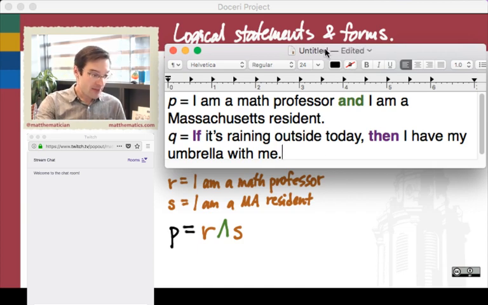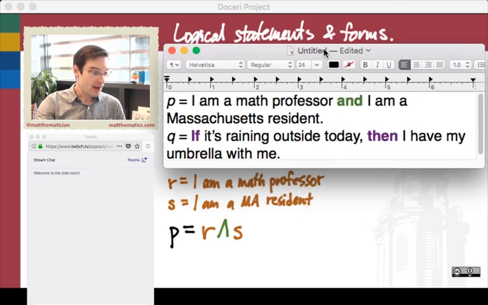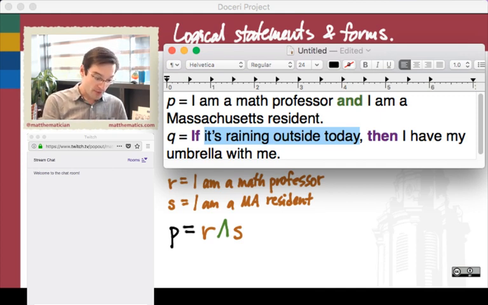So what would the logical form of this look like? Well, the if-then, the conditional structure here, naturally splits up this proposition, again, into two pieces, where each of the pieces is themselves a logical proposition. So if I take and write the highlighted part of this here, let's call that T, the proposition, it's raining outside today.